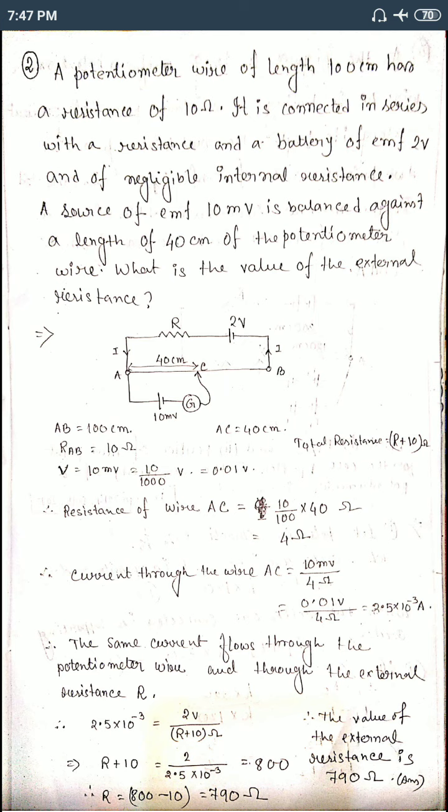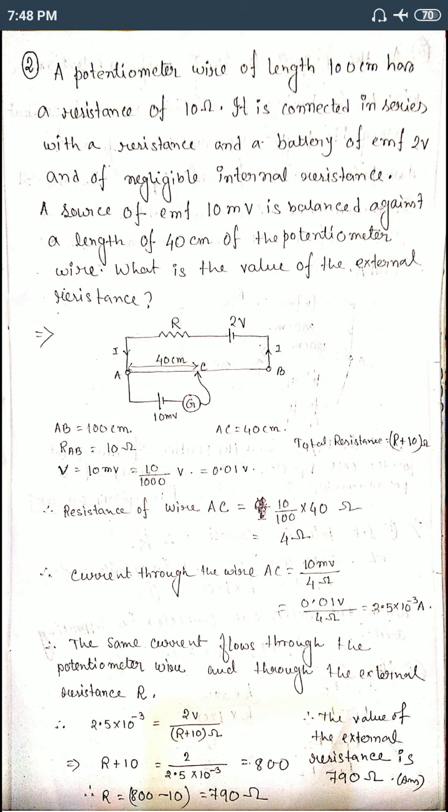Now what can we find out? We find the I. Whatever current flows through AB or AC or through the circuit will be the same. The value of I is the same. So the current through the wire AC is also equal to the current through the wire AB or through the external resistance R. So how can we find I? I equals V by R.